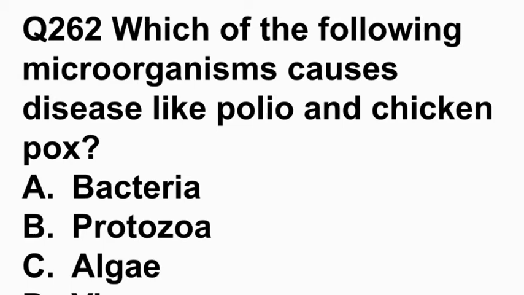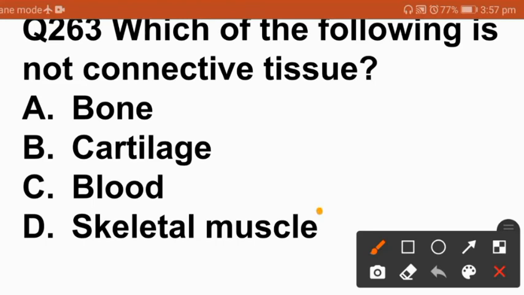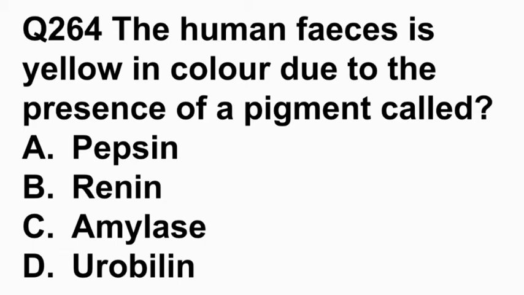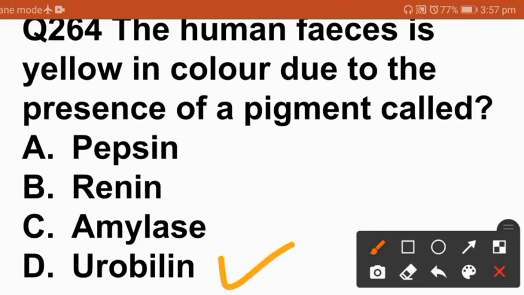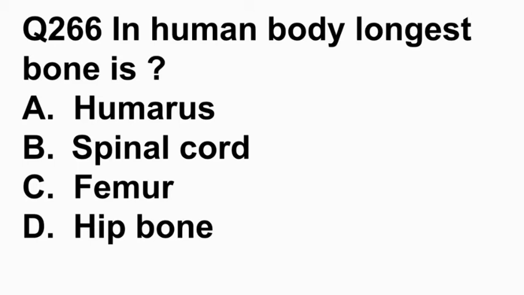Which of the following microorganisms causes diseases like polio and chickenpox? D. Virus. Which of the following is not connective tissue? D. Skeletal muscle. The human feces is yellow in color due to the presence of a pigment called D. Urobilin. How many bones are found in adult human? C. 206. In human body, longest bone is C. Femur.